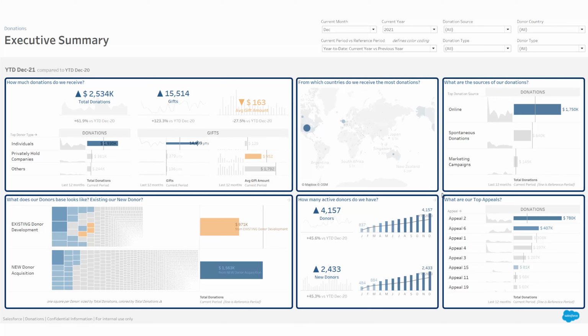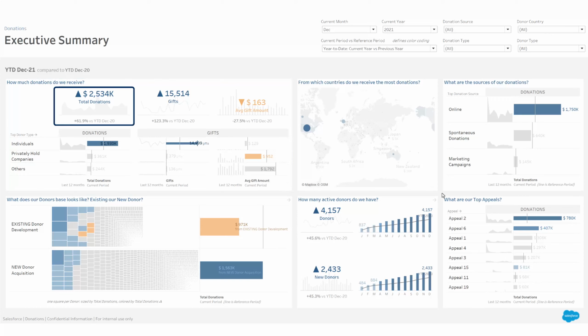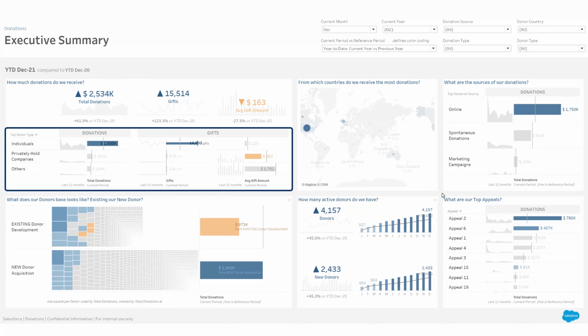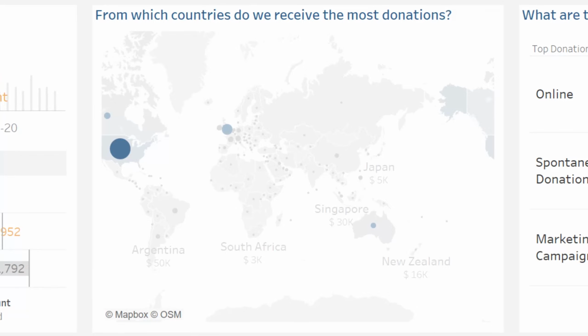The executive summary is composed of 6 sections. At the top left, how much donations did you receive? With total donations amount, number of gifts, and average gift size. In total, and broken down by donor type. Then, from which countries do you receive the most donations?